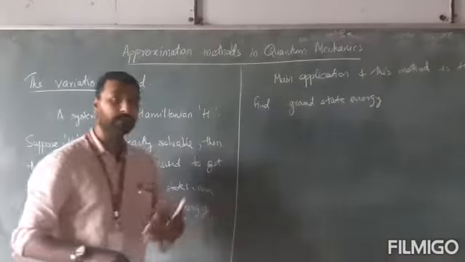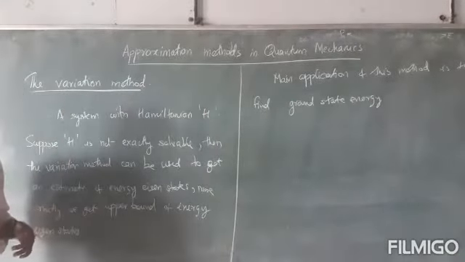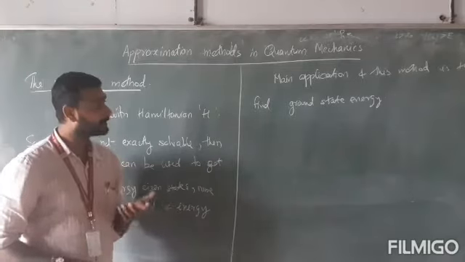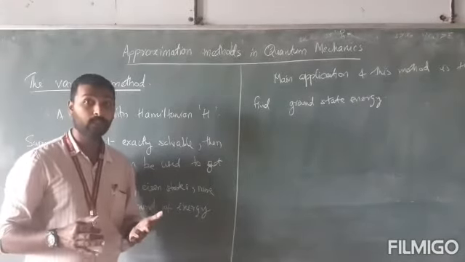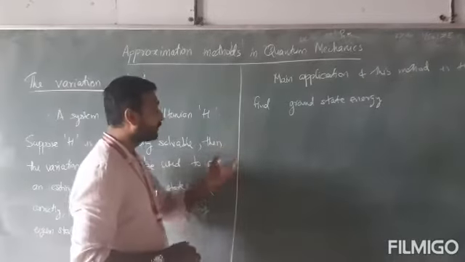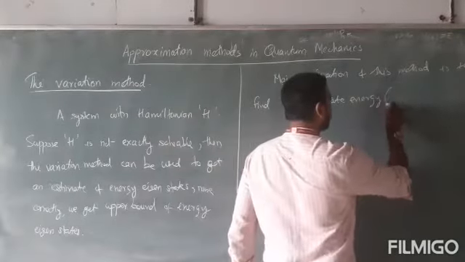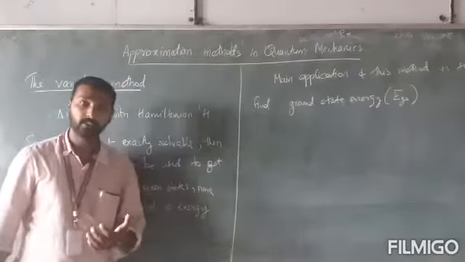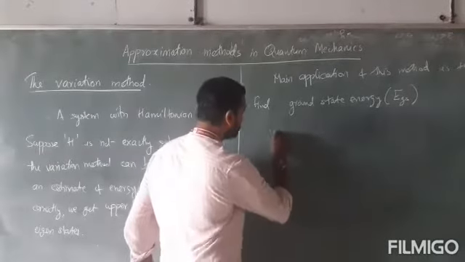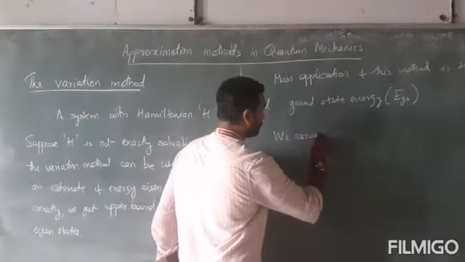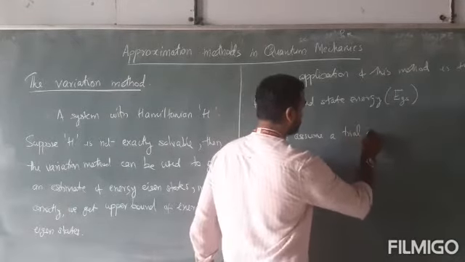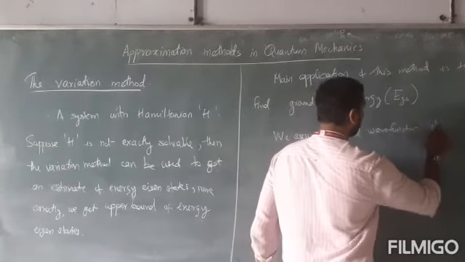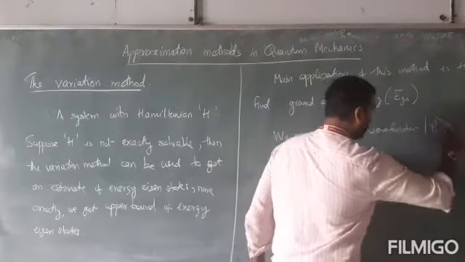Now we can see how we can find the ground state energy of a Hamiltonian H which is not exactly solvable. So the method is, first we assume a trial wave function. In order to find the ground state energy, better I will put E_GS for the ground state energy. So first we assume a trial wave function, and this trial wave function is psi 0.